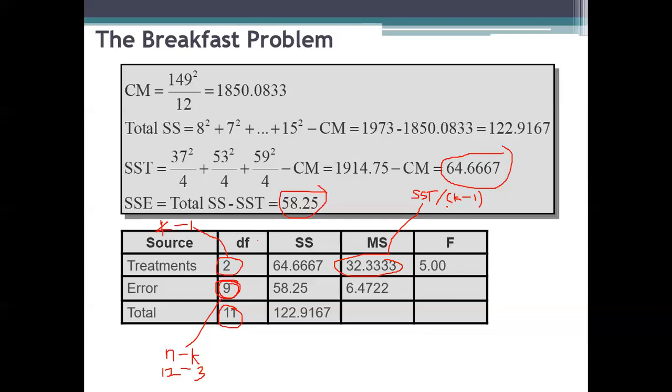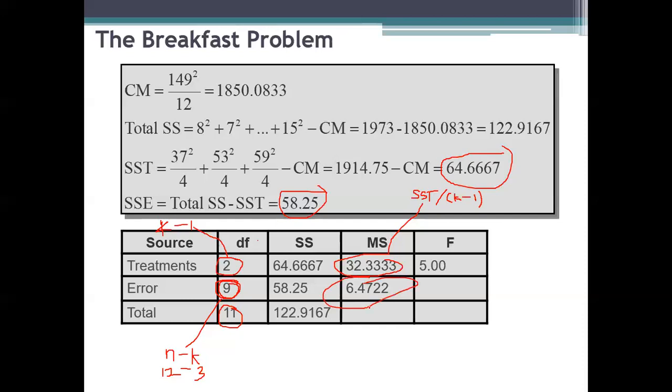Okay, so SST here, 64.6667 divided by K treatment, which is 3 minus 1. So you will get 32.3333. Okay, so how to get MSE?